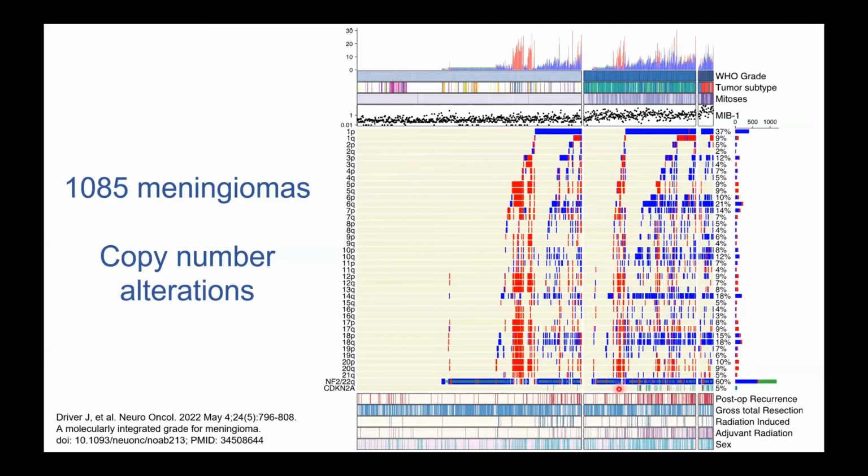However, a large fraction of grade 2s indeed have copy number changes consistent with grade 2, and therefore this is supporting a grade 2 diagnosis both histologically and molecularly. And grade 3 tumors tend to have a whole range of changes, including deletion of CDKN2A on 9p, which is shown here.